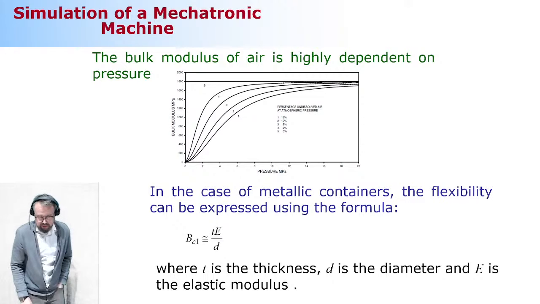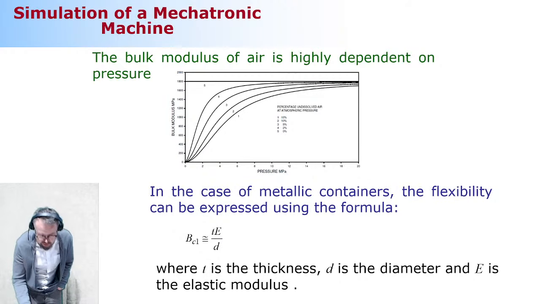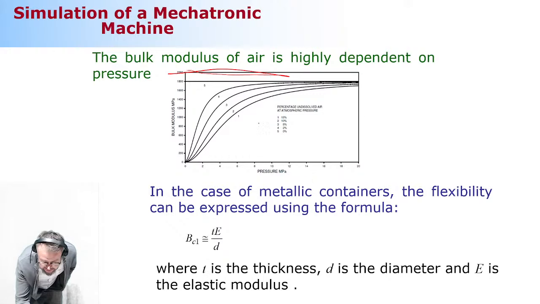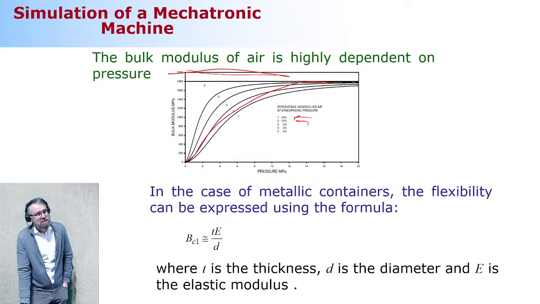All right. Now, bulk modulus is dependent on pressure. This is an experiment that I found not long ago, and you see that bulk modulus of air is highly dependent on the pressure. You see that these are the different scenarios. So this is 16%, or this is 15%, I think, 10% of dissolved air, and you see how they behave. The effect of dissolved air gets smaller when the pressure increases. But at smaller pressures, it lowers the stiffness quite significantly.